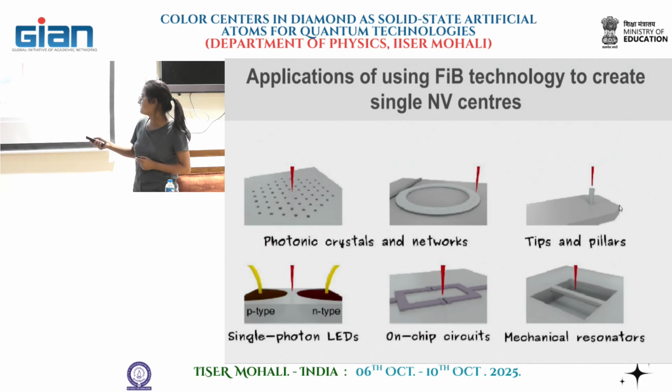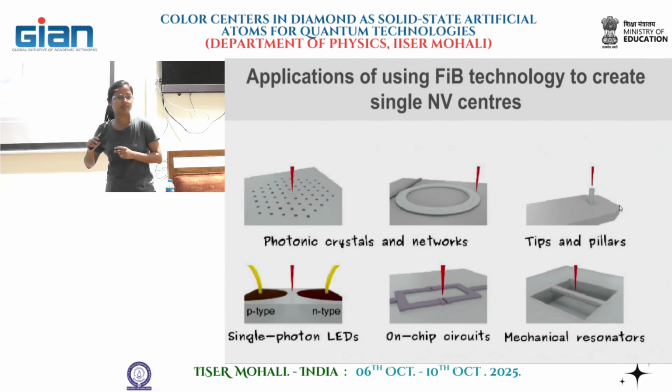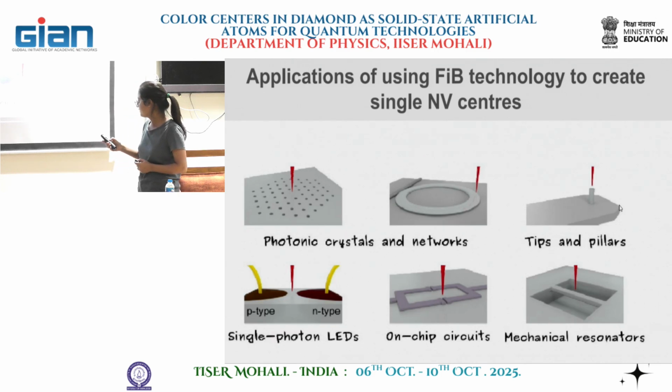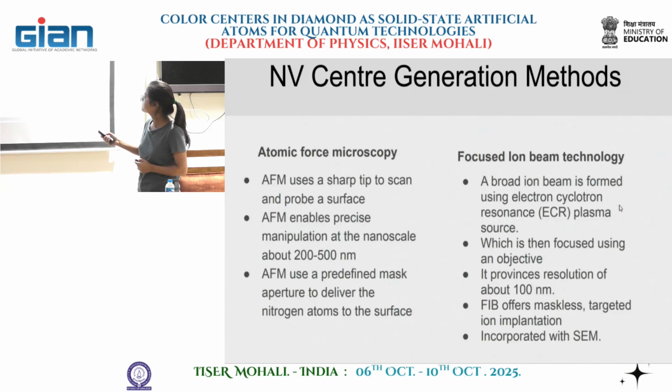The applications are that we can generate them in photonic crystals, tips and pillars, single photon LEDs, on-chip circuits, and mechanical resonators. The specialty here is that if you have a tip-like structure, maybe a diamond tip or a pillar, it is very difficult to use a mask on that tip to generate the NV centers. But here, you don't need any mask. So that's why these are very good applications.